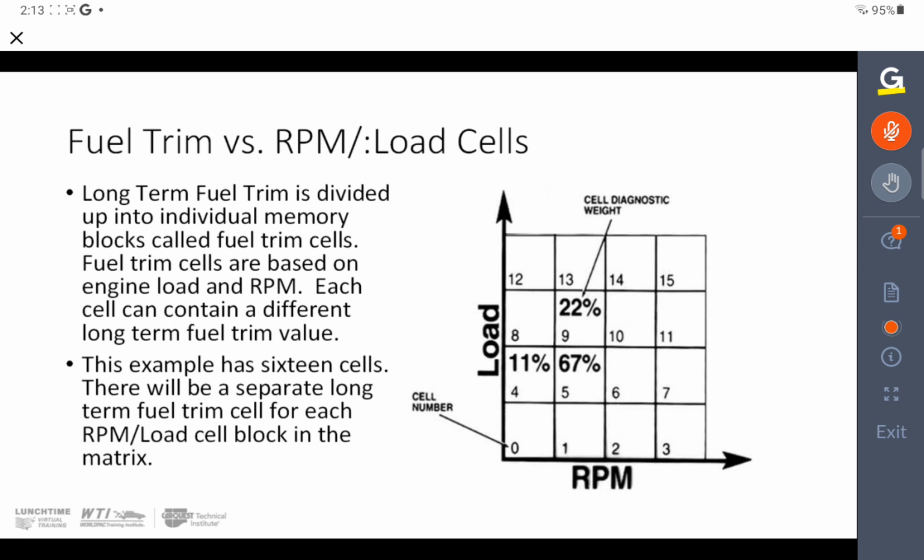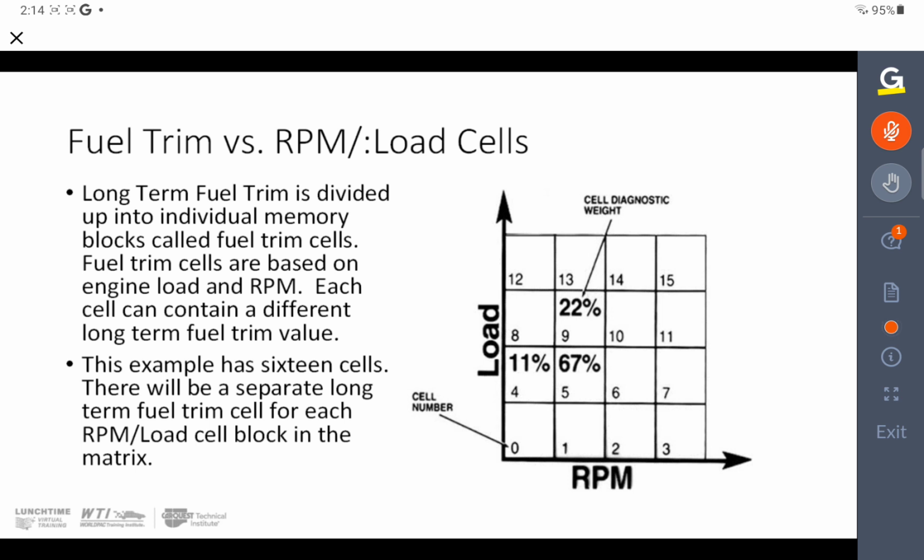Keep in mind that this is not the same for every manufacturer as far as the number of cells they have and what that cell value is. It's different from one manufacturer to another. And it's even different with the same manufacturer on different models.